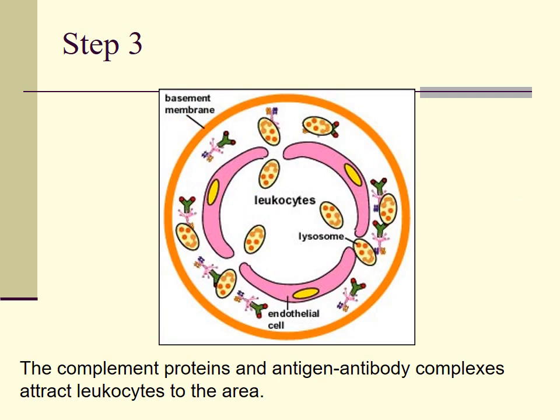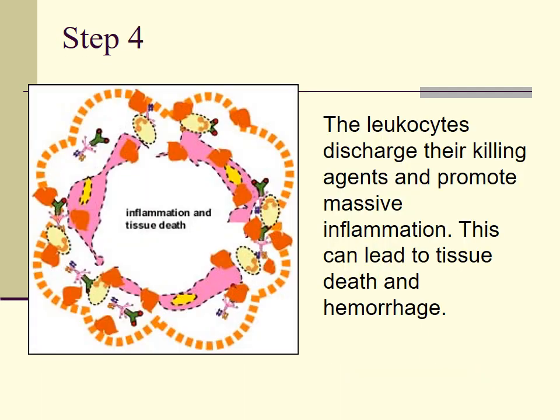Here you can see that the complement pathway causes more inflammation and attracts many leukocytes, and they come to that area and start the damage. So the antigen-antibody complex, along with the activated complement system and an enhanced or exaggerated inflammatory response by the WBCs, all these things lead to tissue death and hemorrhage.